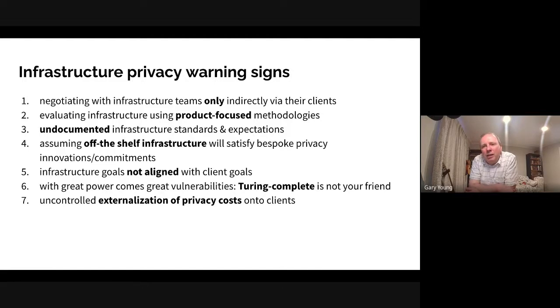The final thing to be cognizant of is, when you are making choices around infrastructure, sometimes it may be appropriate to externalize some costs onto a privacy team, especially when you have no reasonable alternatives for how you would design the infrastructure to avoid them. But the key is not to do that in a completely uncontrolled fashion. If you have no mechanism by which to push requirements back into the infrastructure team, then you end up with runaway costs in your privacy function. Next slide.